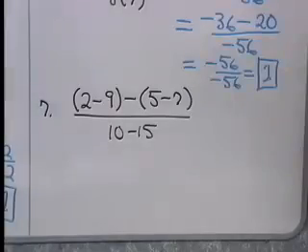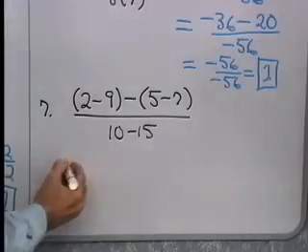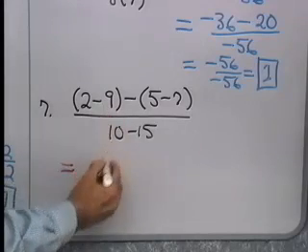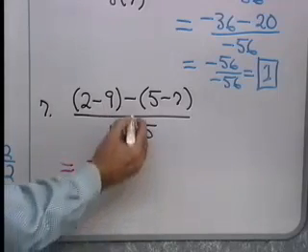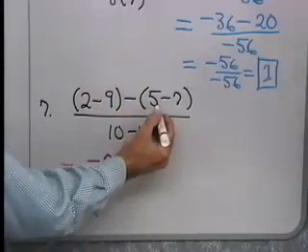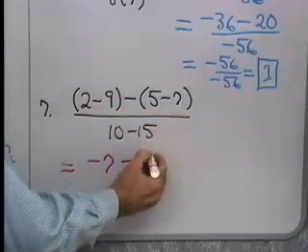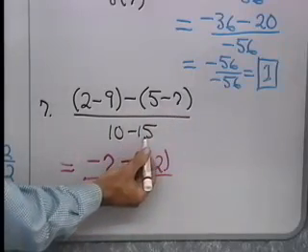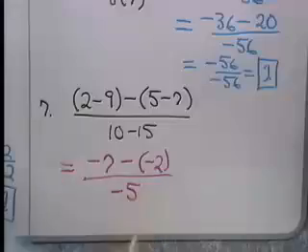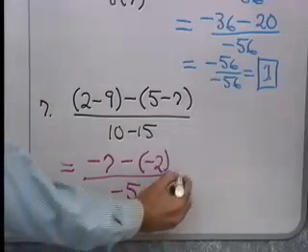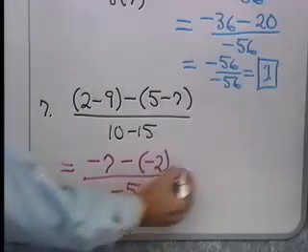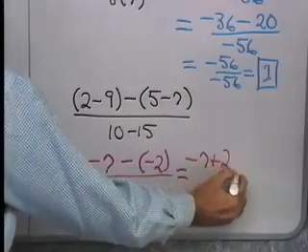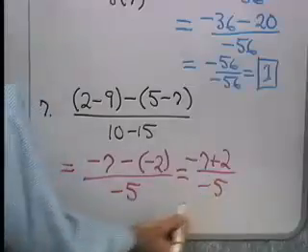One more problem, I'll work inside the parentheses first. When I do, 2 subtract 9 is the same as 2 plus negative 9. That's right, it's negative 7. Subtract, 5 subtract 7 is 5 plus negative 7, which is minus 2. In the denominator, 10 subtract 15. 10 plus negative 15, which is negative 5. In the numerator, I have negative 7. Subtracting negative 2 is the same as adding positive 2. That's all over negative 5.